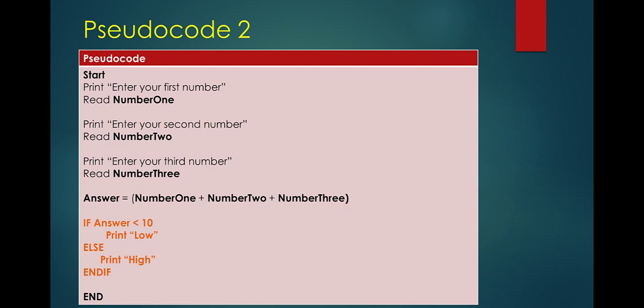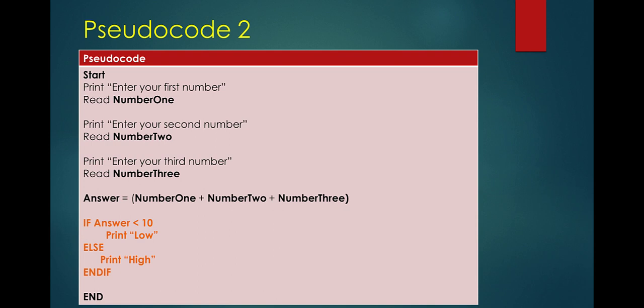Now, here we come to our selection structure. And this selection structure is an if, then, else. So basically, if you look at the structure itself, you see the if. You see the if statement right there.